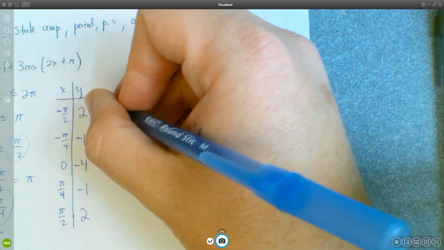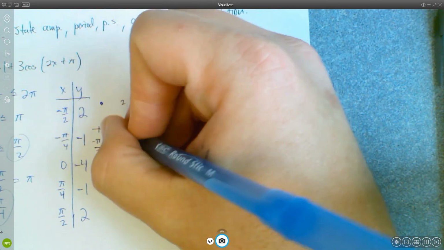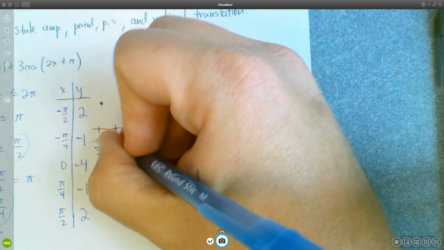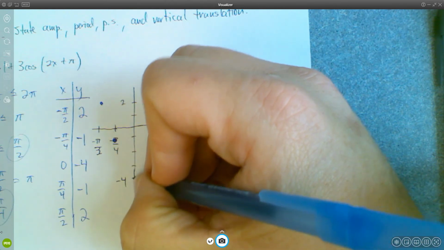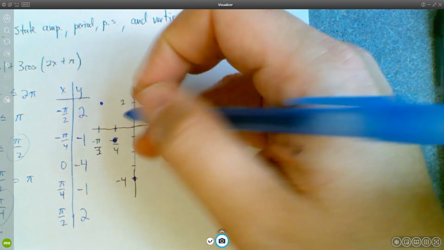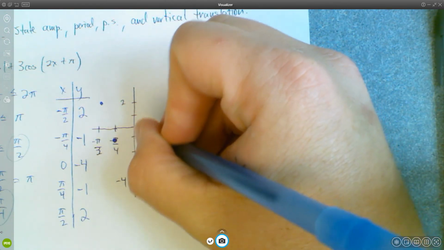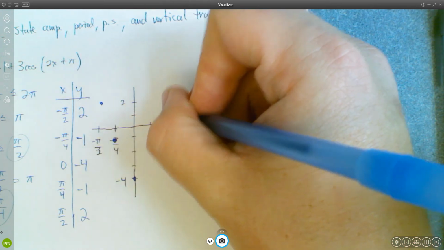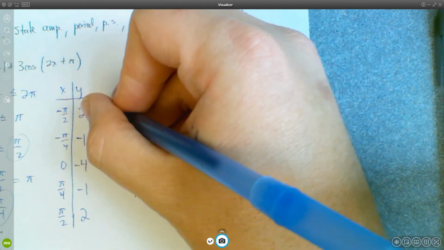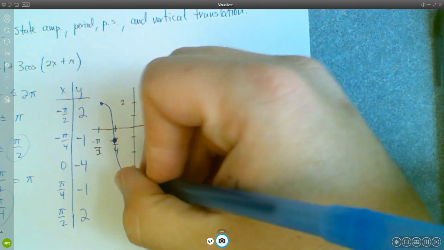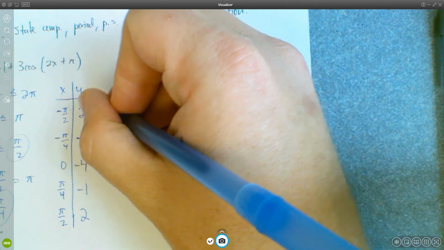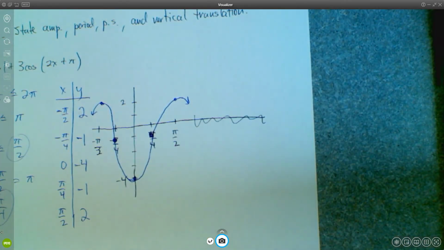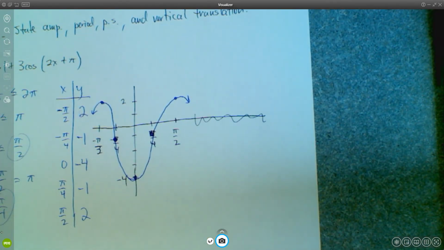So I've got negative pi over 2, 2. Negative pi over 4, negative 1. 0, negative 4. Pi over 4, negative 1. Pi over 2, 2. Okay. And so that's that one.